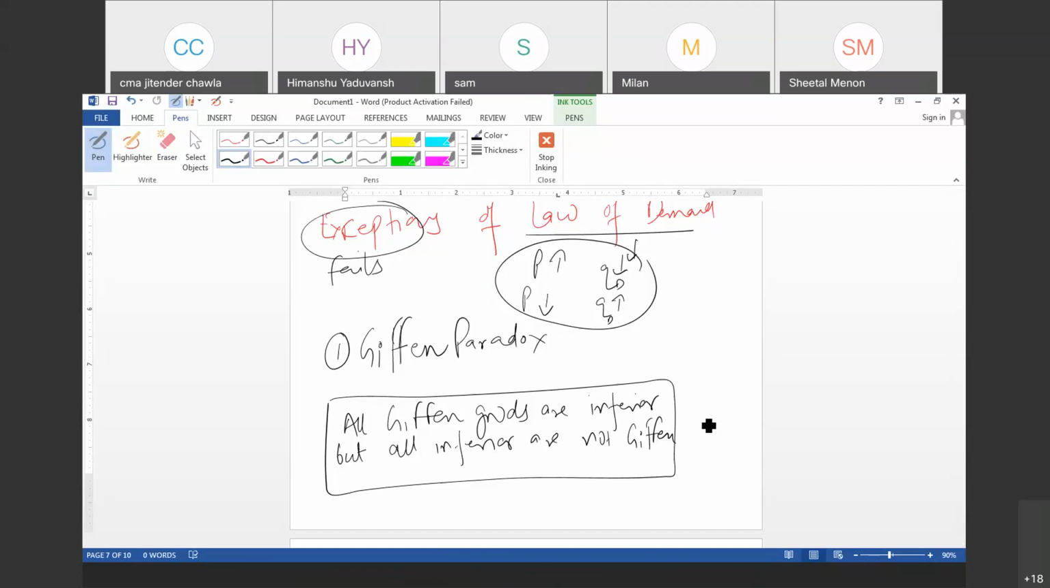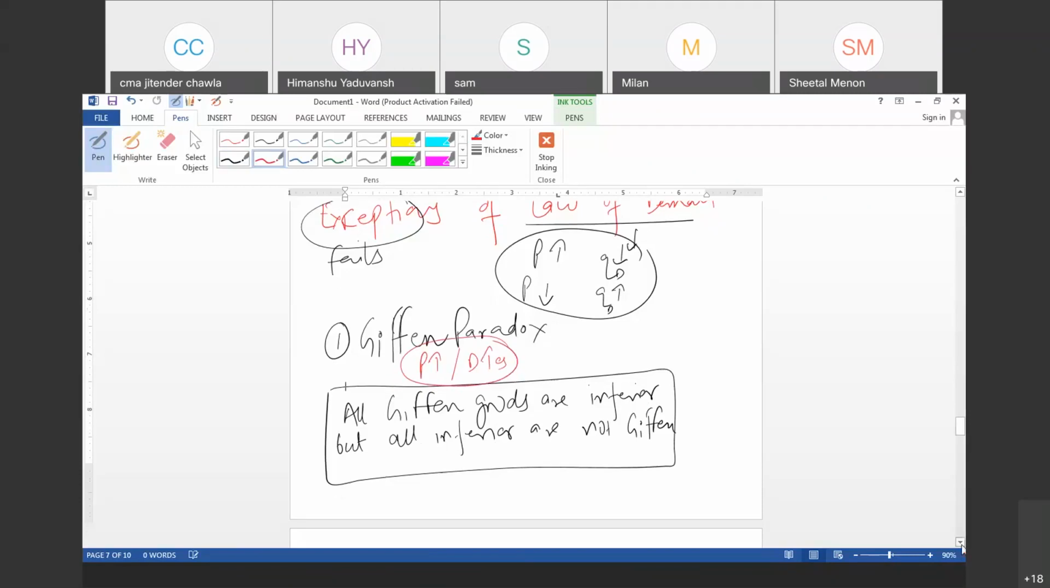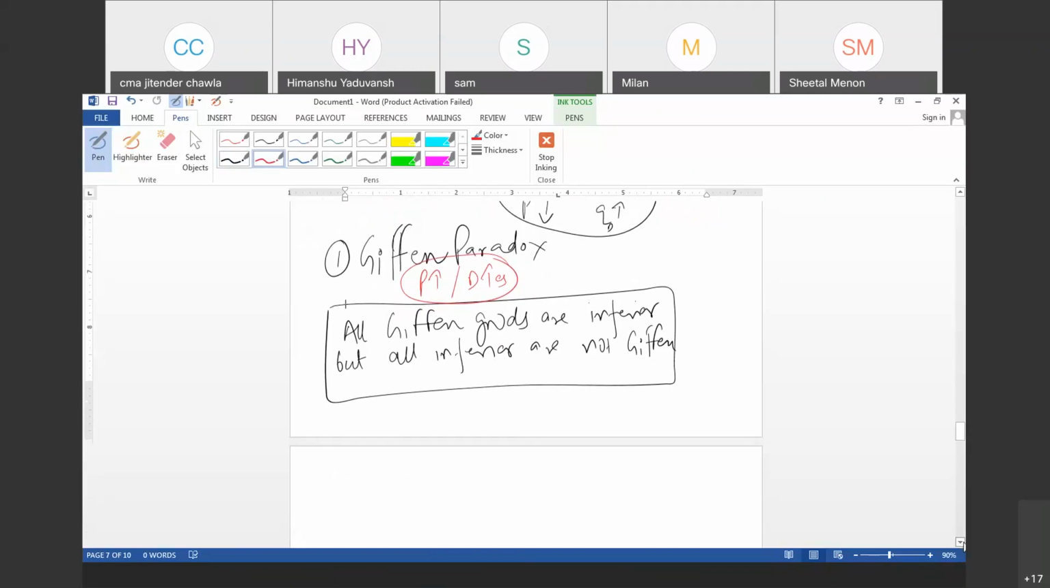So, Giffen paradox goods are those special type of inferior good on which law of demand fails. That means when the price increases, demand increases. On what good? Giffen good. Then you rightly said, its research was done by Sir Robert Giffen, that there are some types of inferior goods whose demand increases when their prices increase.